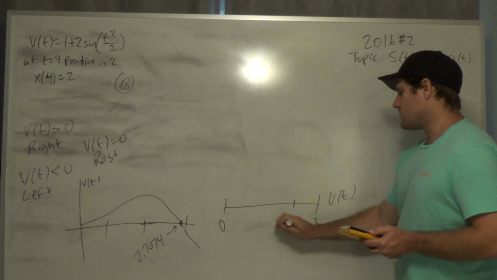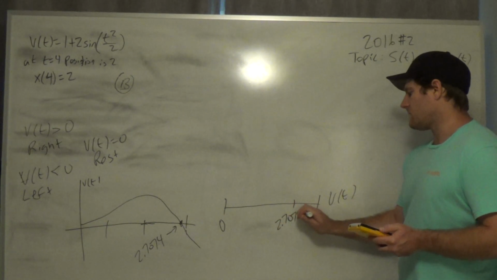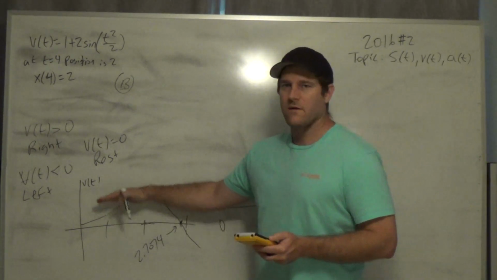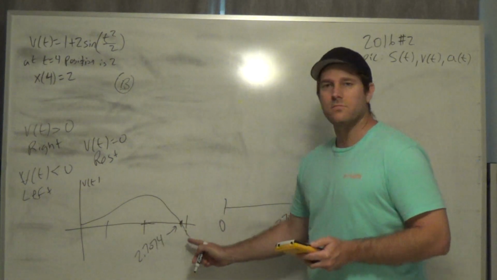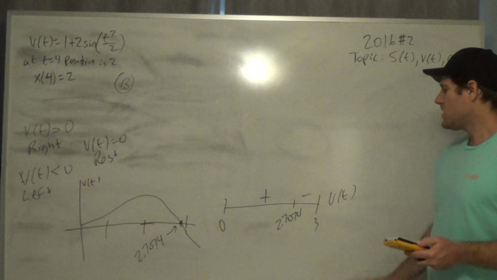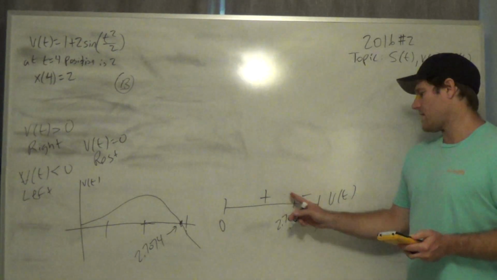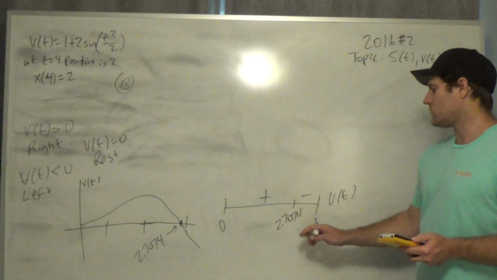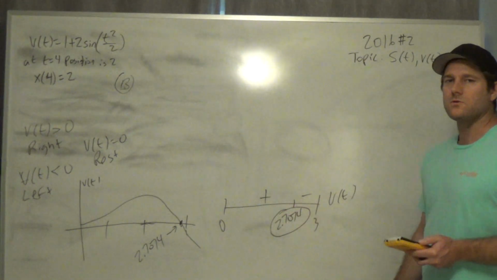Here we have the number 2.7074. And notice velocity is above the curve over here. It has positive values, and below the curve here it has negative values. So this is my sign chart of velocity. So velocity is positive, it was moving to the right. Velocity is negative, it's moving to the left. So right here is where the particle changes direction.